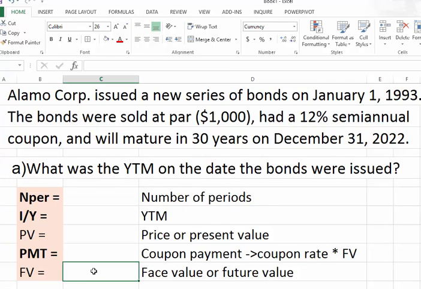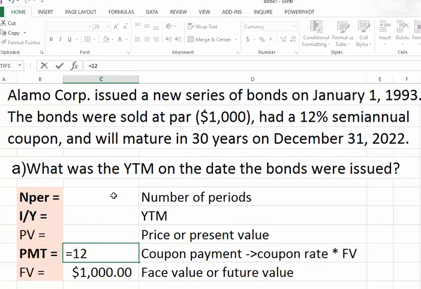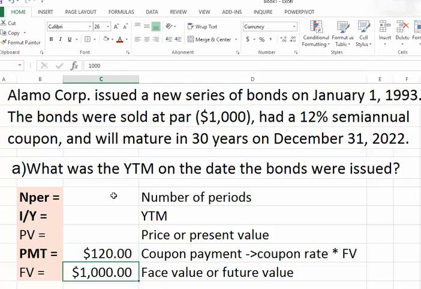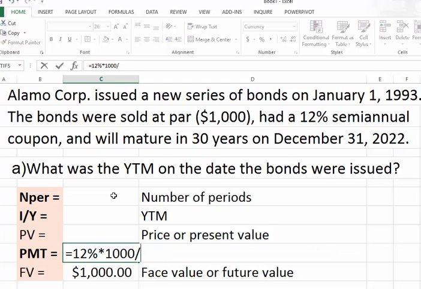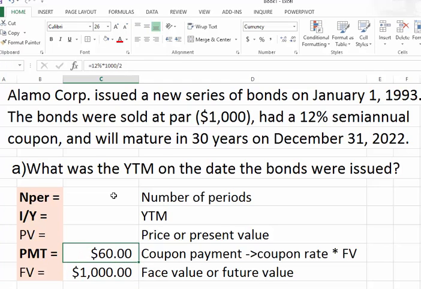Okay, so we start from easy to more difficult. We know that the bond has a face value of 1,000. Then we know the 12% semi-annual coupon rate, so this bond pays 12% times 1,000, but this is paid twice a year because it's semi-annual. So instead of paying 120 per year, it pays half every 6 months, so 60 every 6 months.